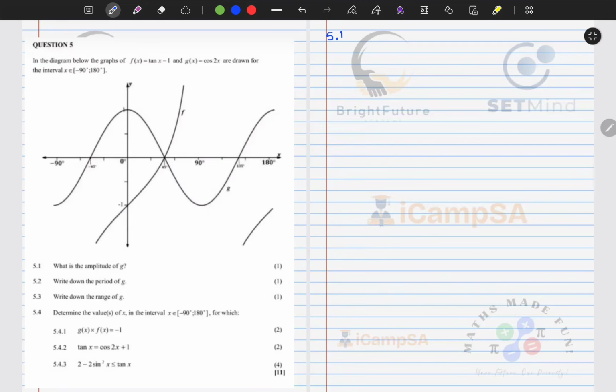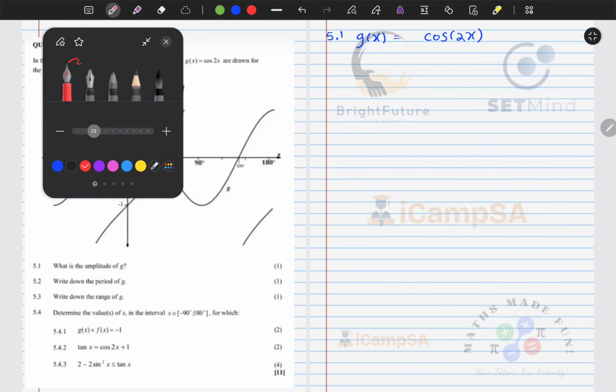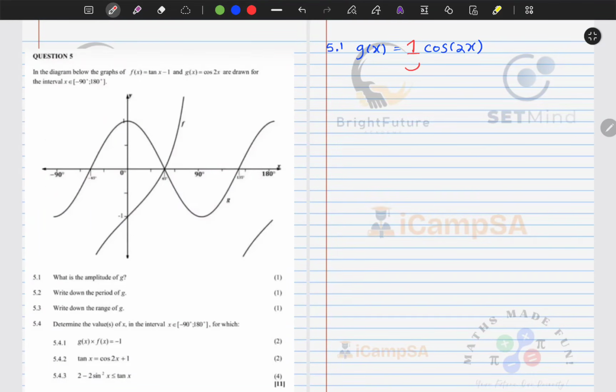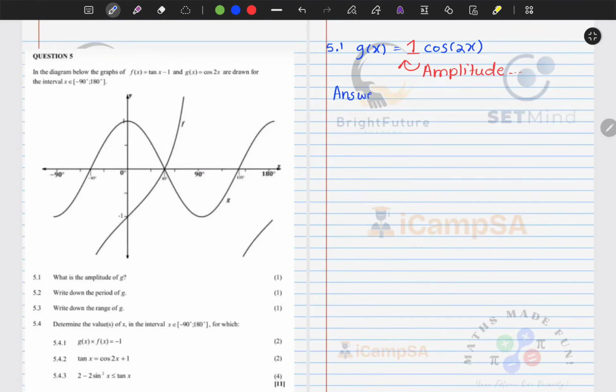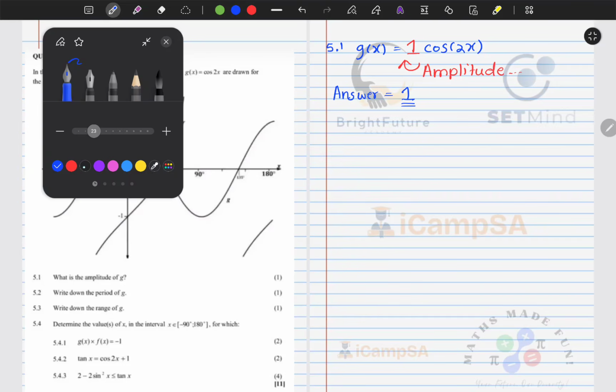5.1. So if you look at the amplitude of G, look at G. What is multiplying cos there is 1. Because if you look at G of x, you will see that you have cos of 2x. But what is sitting here is just 1. And that 1 is our amplitude. Okay. So we can therefore say that our answer for that question is 1. Okay, and then let's go to 5.2.